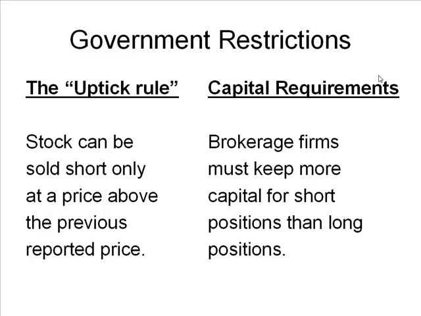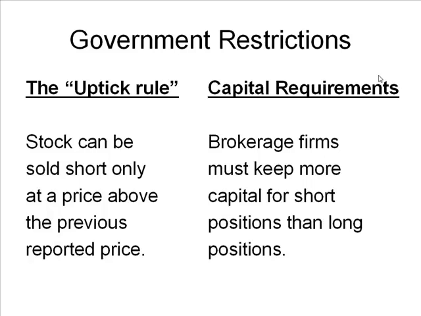One is the uptick rule. What is that? Well, stocks can only be sold short, only at a price above the previous reported price. I think this is a very strange rule. Notice that there's no rule the other way. There's no uptick rule for long selling positions. And that is, why can't there be a rule that says, well, a stock can only be bought only at a price below, let's say, the previous reported price? Well, that's a little strange, but notice they're not being treated the same.